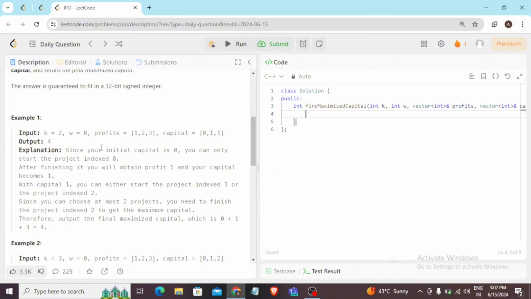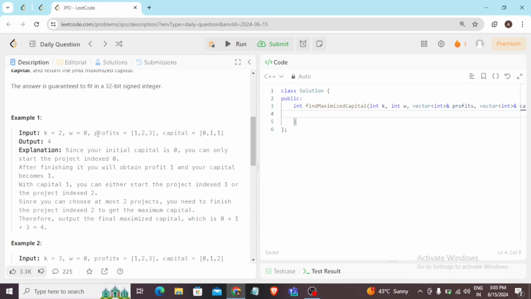In this example, as you can see, the profits vector is 1 2 3, the capital vector is 0 1 1, the initial value of W is 0, and K equals 2, so we can do a maximum of two operations, and we have to do two operations of course. Initially W equals 0, so we can take only this value, because the question says we can take a capital value which is less than or equal to W at that instance. So we can take only this value 1.